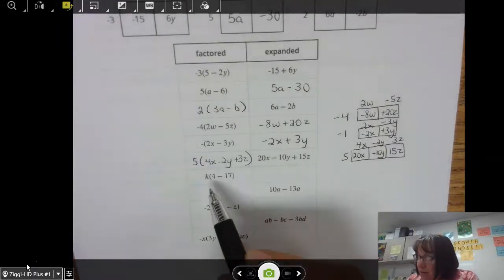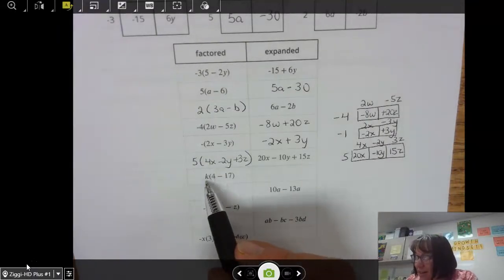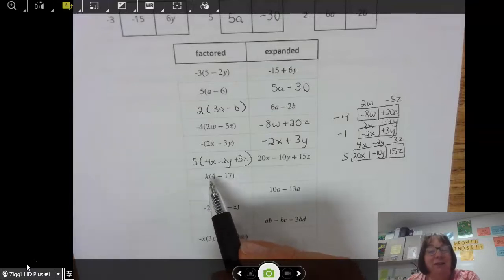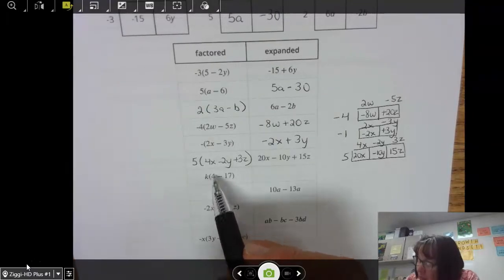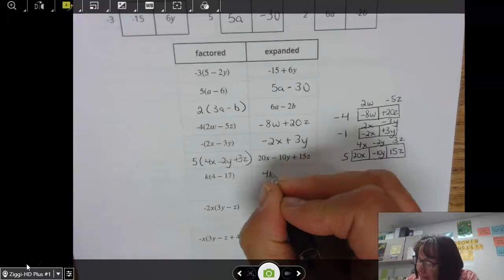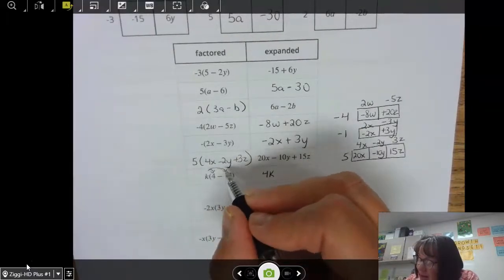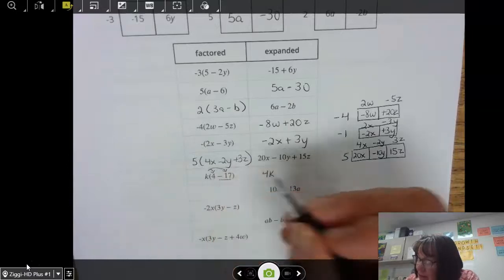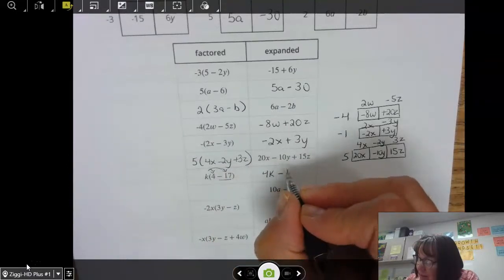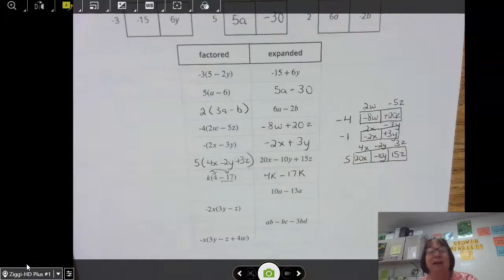Maybe you don't need the box to expand. You should start to get the feel of this without using the boxes. 4 times k is 4k. And then k times 17, and this is a negative, would be negative 17k. So 4k minus 17k.